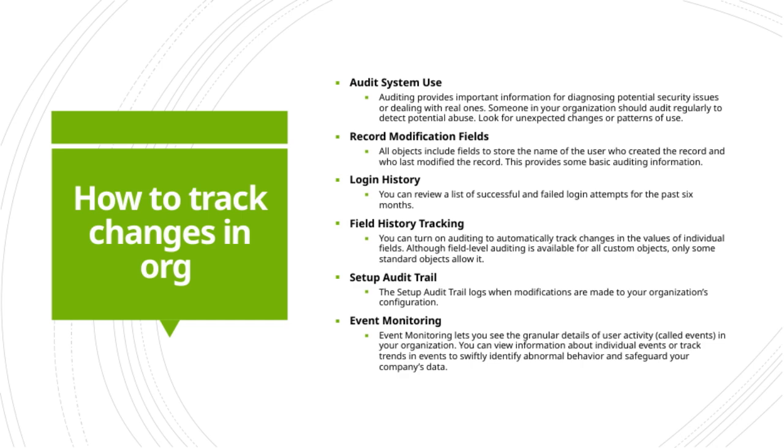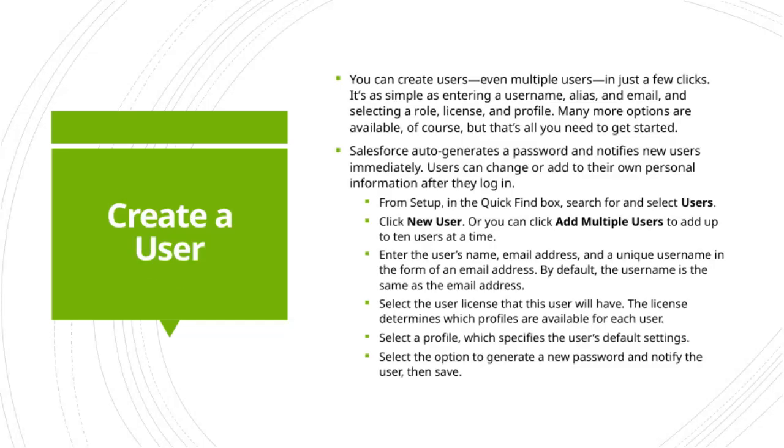Finally, Event Monitoring allows you to see detailed information about user activity, known as events. You can look at individual events or analyze trends to quickly spot abnormal behavior. This helps protect your company's data by alerting you to suspicious activity at a granular level. Overall, these auditing tools work together to give you a comprehensive view of system use, helping you maintain security and operational integrity.